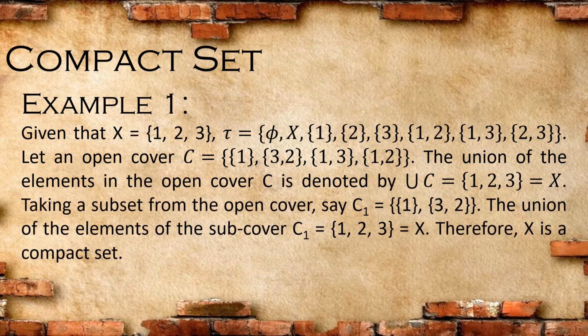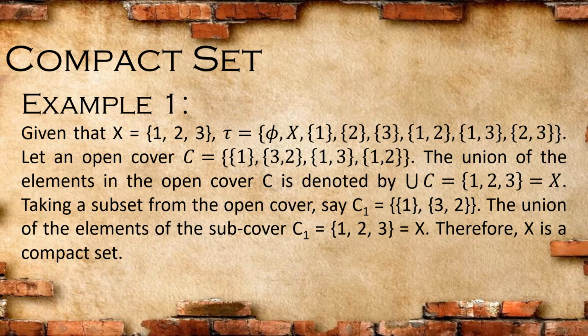Given that our set X is equal to the set {1, 2, 3}, and we have a tau which is equal to the set of the empty set, X itself, the subsets {1}, {2}, {3}, {1, 2}, {1, 3}, and {2, 3}. Let an open cover C be equal to the elements having subsets from tau. So we get {1}, {3, 2}, {1, 3}, {1, 2}. These are the elements in our C as our open cover.